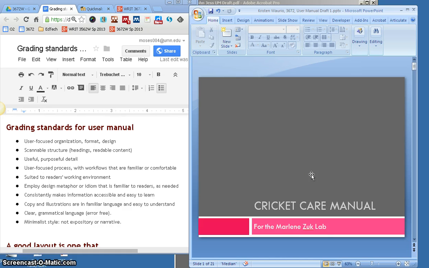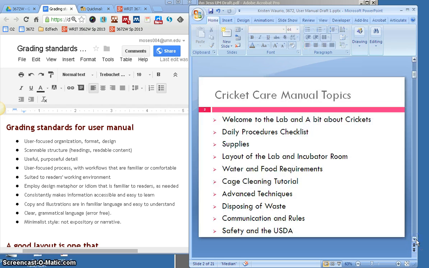What happens when we look at Kristen's piece is that we see cause for taking exception to some of these rules. So let's look. We're talking about a cricket care manual, and we can see now this is very targeted. This is a very specific case, a very specific audience, and that has implications for tone and style and content in the user manual. Kristen starts out with a good overview or table of contents of what the reader is going to get by reading this piece.